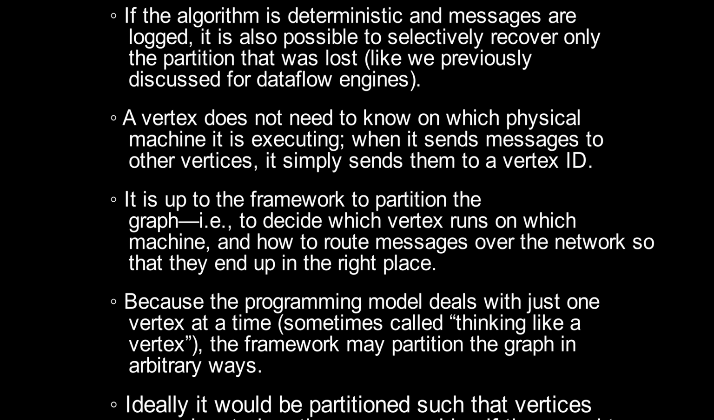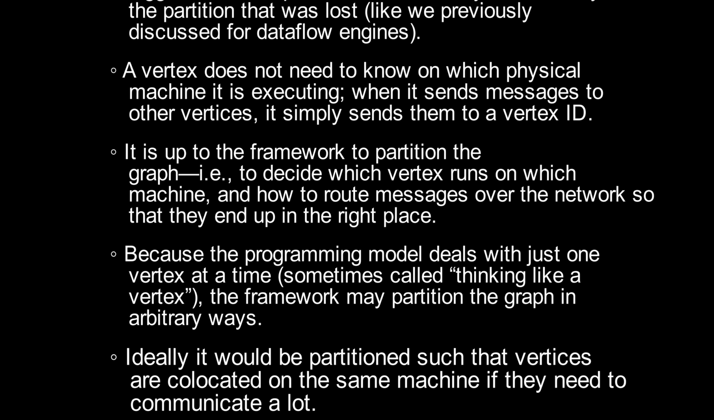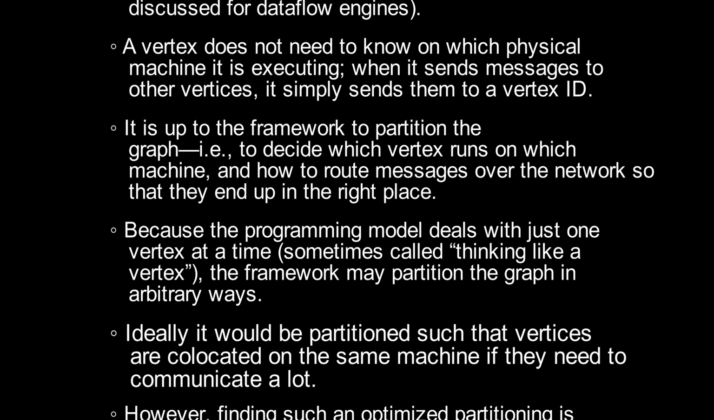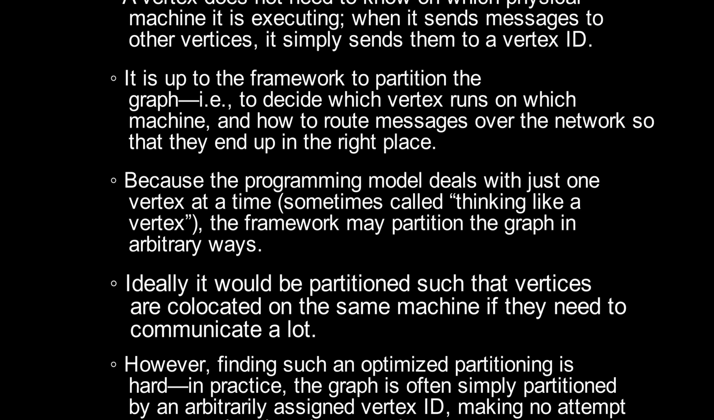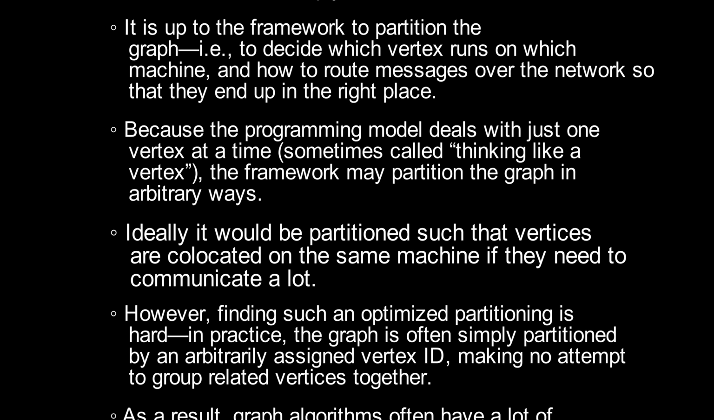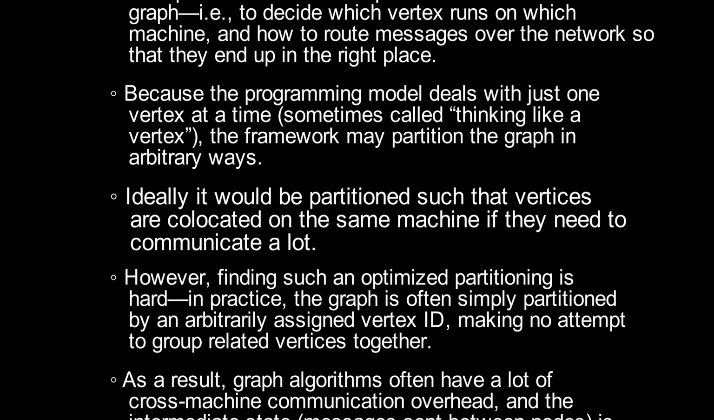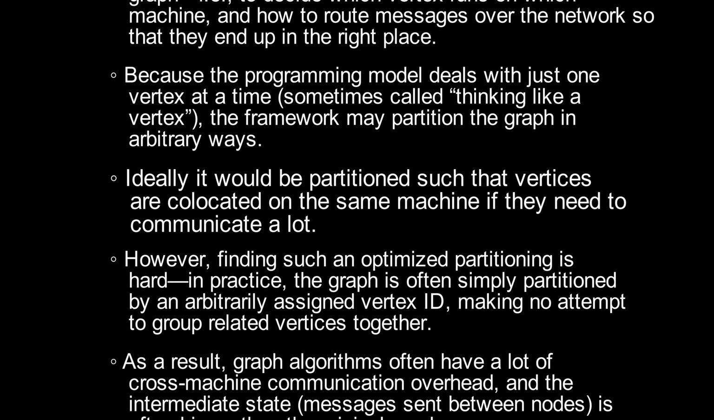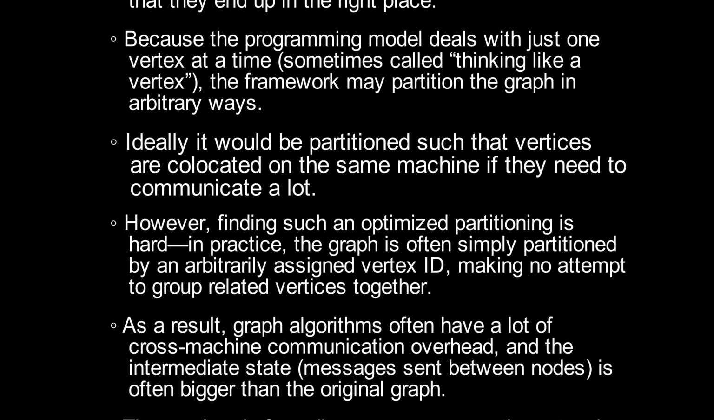Because the programming model deals with just one vertex at a time, sometimes called "thinking like a vertex", the framework may partition the graph in arbitrary ways. Ideally, it would be partitioned such that vertices are collocated on the same machine if they need to communicate a lot. However, finding such an optimized partitioning is hard in practice. The graph is often simply partitioned by an arbitrarily assigned vertex ID, making no attempt to group related vertices together.